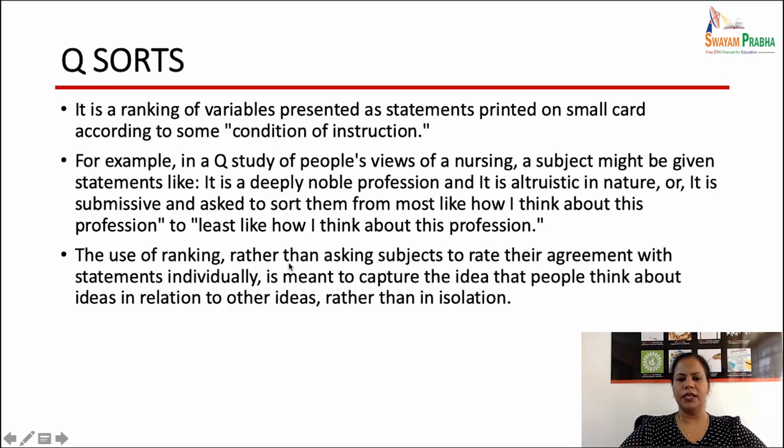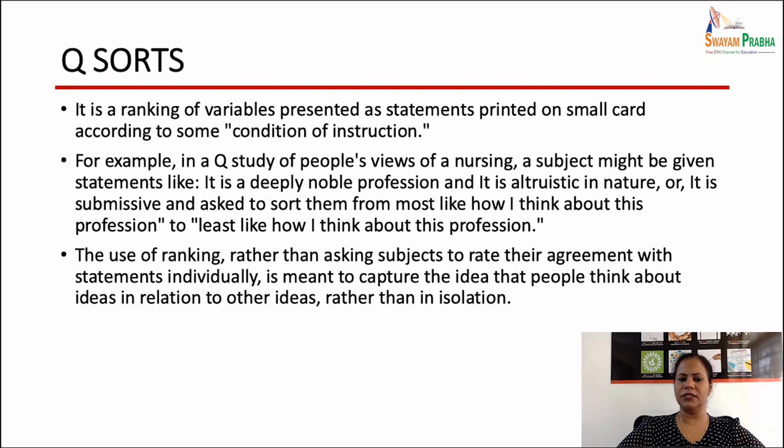The use of ranking, rather than asking subjects to rate their agreement with statements individually, is meant to capture the idea that people think about ideas in relation to other ideas rather than in isolation. So we usually don't want a separate response for everything. For example, in Likert scales we get a separate response for each and every statement, but here we are asking them to put some ideas together in one column.